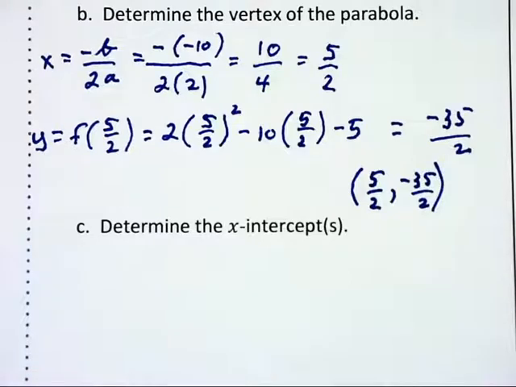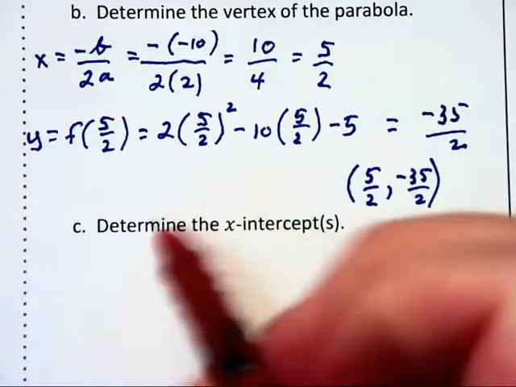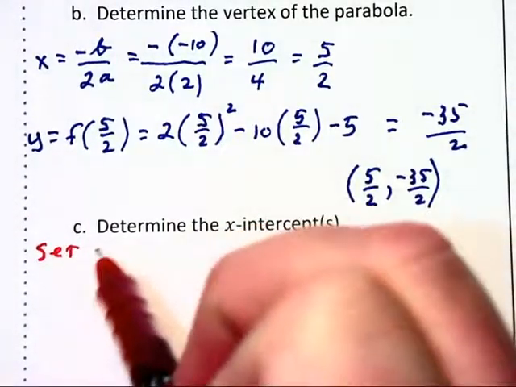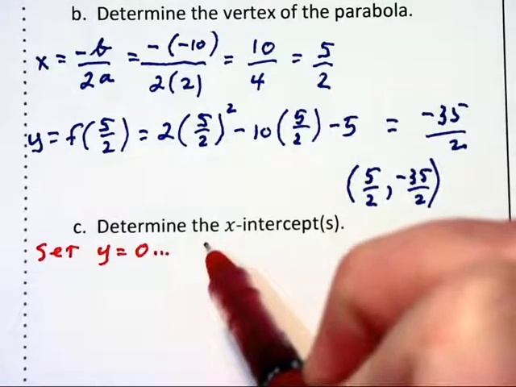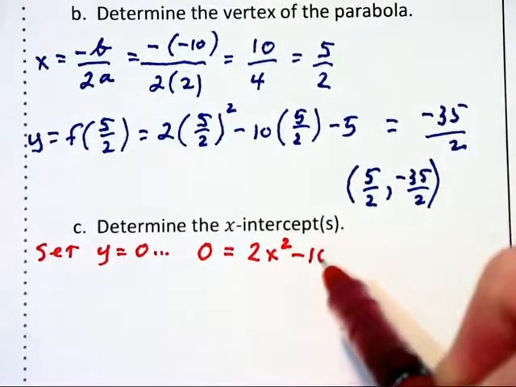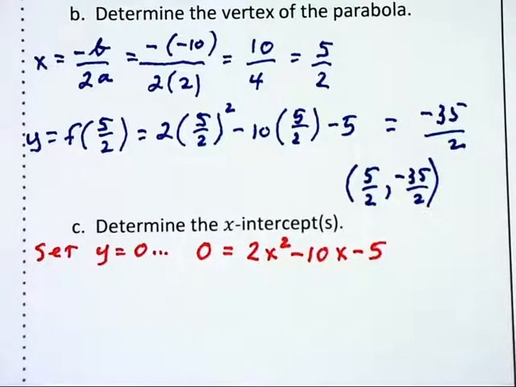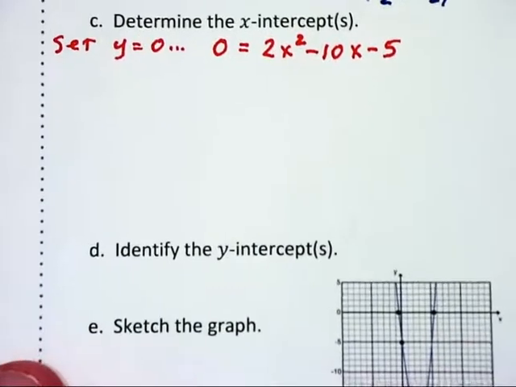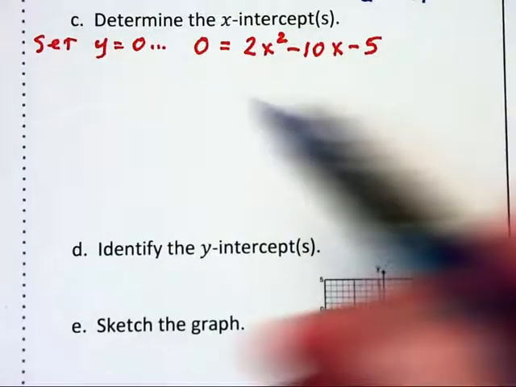To determine the x-intercepts, we need to again set y equal to 0. And so our original equation becomes 0 equals 2x squared minus 10x minus 5. At a quick glance, I can see that this is not going to factor. So I think we need to just start right into the quadratic formula.